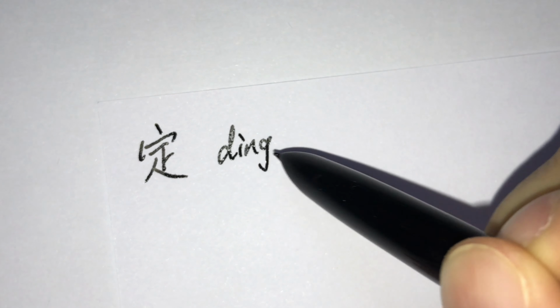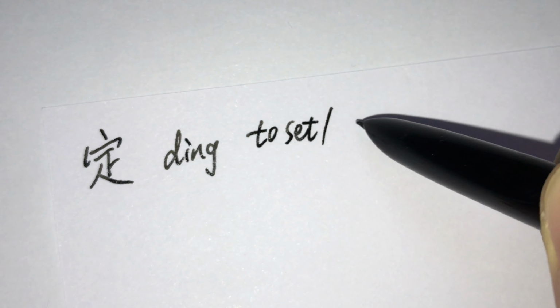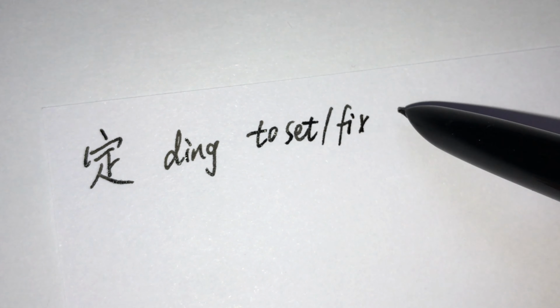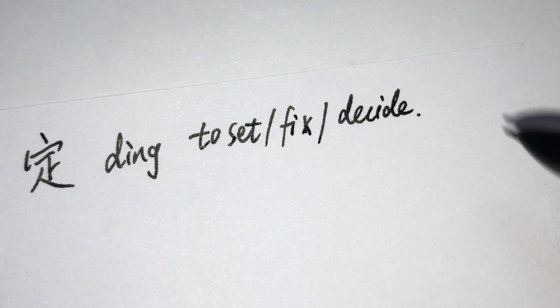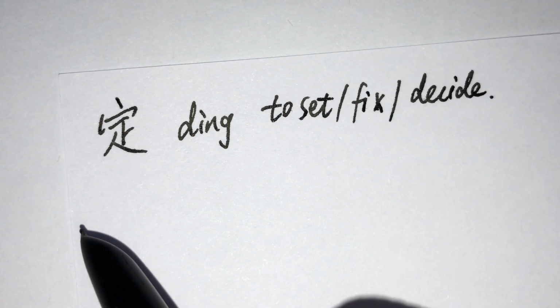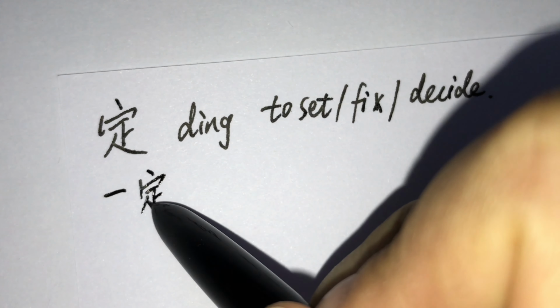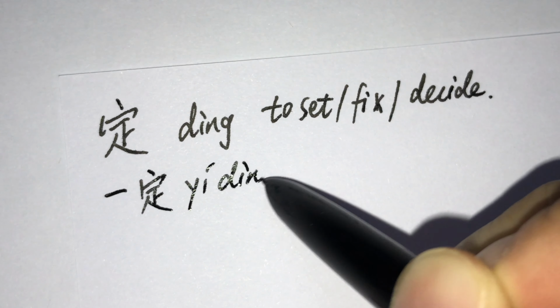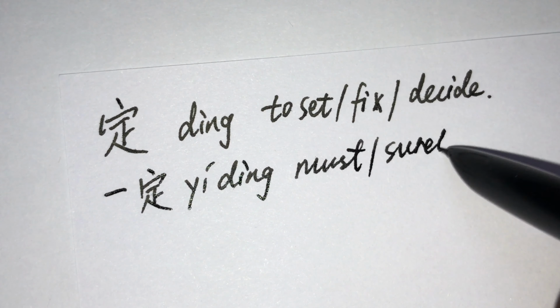定 to set, to fix, to decide. 定 for example, 一定 must, surely.